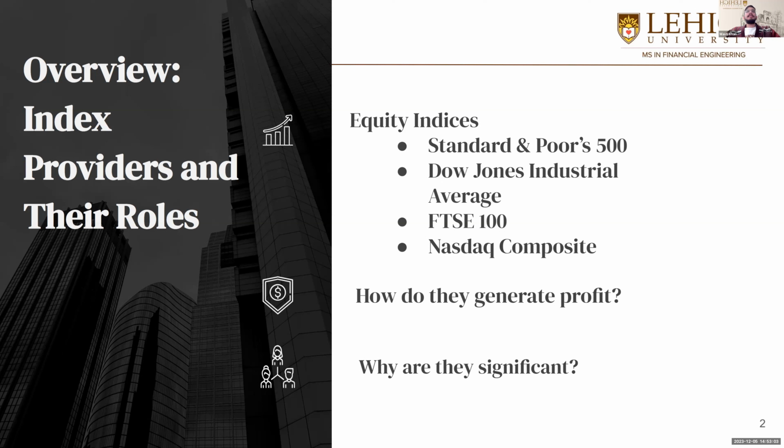So equity indices, just a broad overview of index providers and their roles. Equity indices such as the S&P 500, Dow Jones Industrial Average, FTSE 100, Russell 1000, Russell 3000. They all are rules-based indices which represent a certain part of the economy. The S&P 500, for example, the most well-known, represents the top 500 companies in Pennsylvania. Index providers are the people who create that index. So Standard & Poor's has created the S&P.